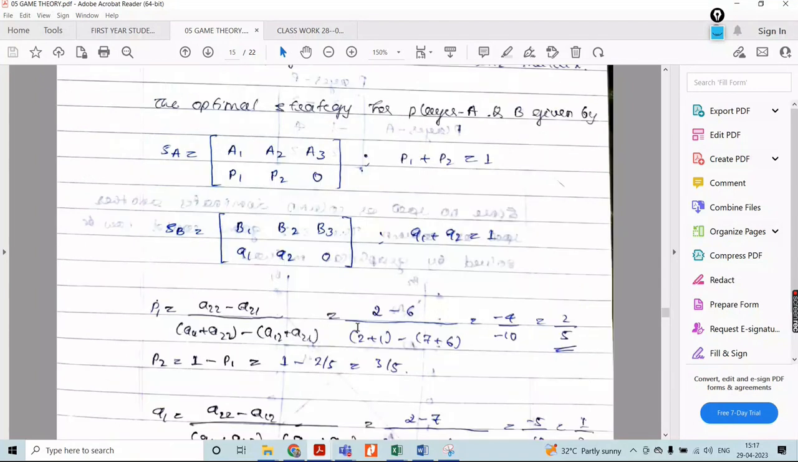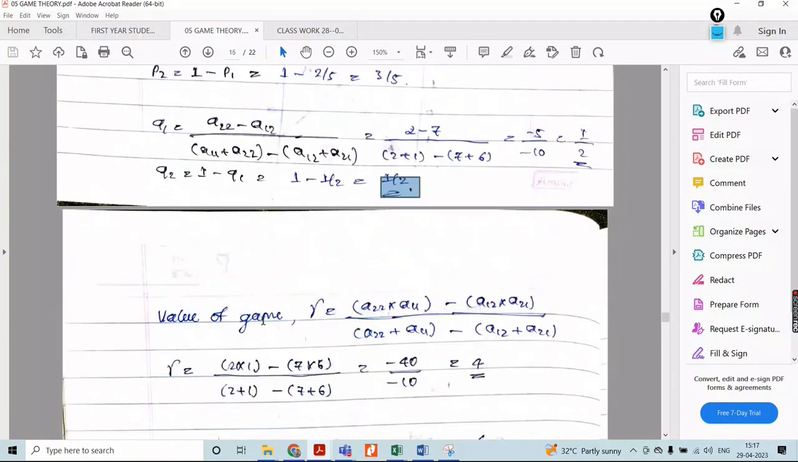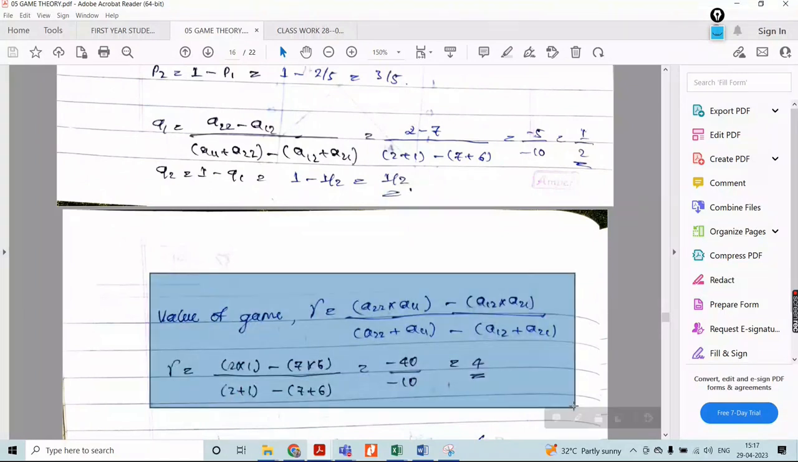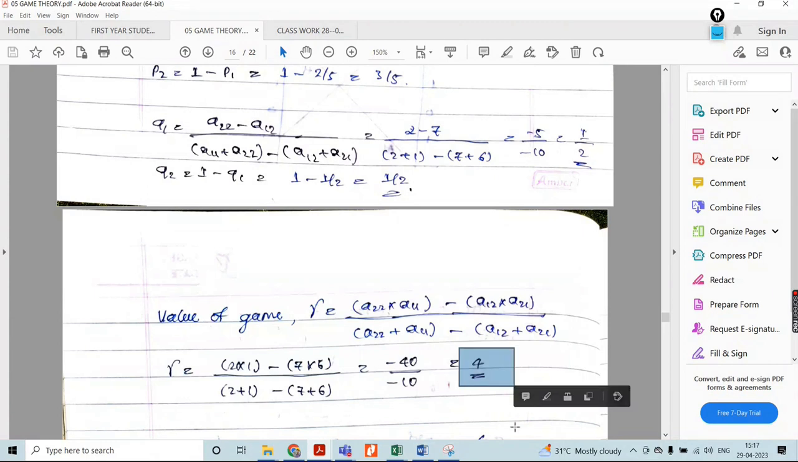Okay, is this clear? Okay, later you can make the evaluation of game value. That is gamma is equal to (A22 into A11 minus A12 into A21) divided by (A22 plus A11 minus A12 plus A21). If you substitute those values, you will get game value as 4. This is your answer.